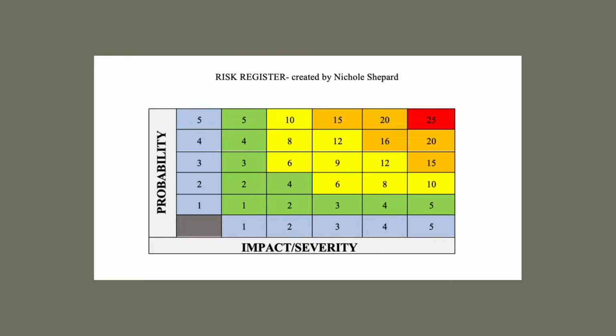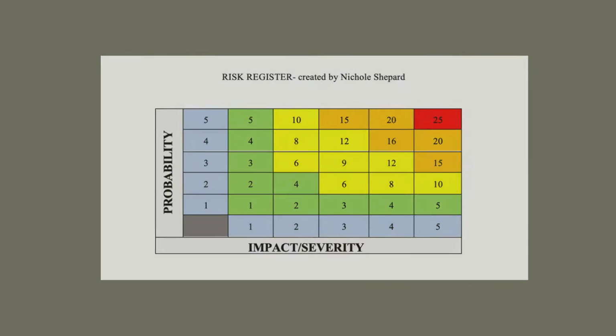As we can see by this simple breakdown, as the impact increases with the probability, the amount of importance increases. As you can see up here, 25 in red is the highest measure of impact, and definitely an area of risk that we need to look at more closely.